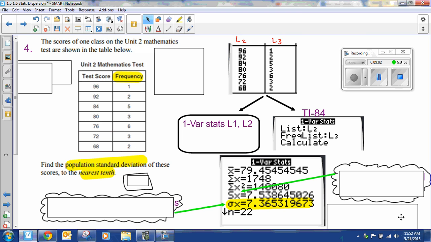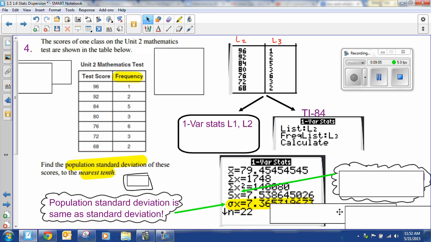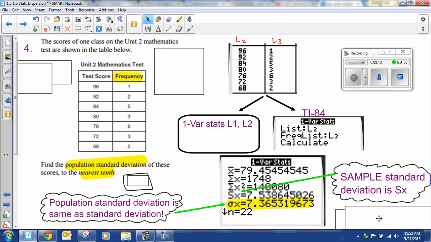We hit calculate, and here we go. There are two standard deviations. The one that you want here is the population standard deviation, not to be confused with the sample standard deviation. Because we want to round to the nearest tenth, the answer is 7.4.